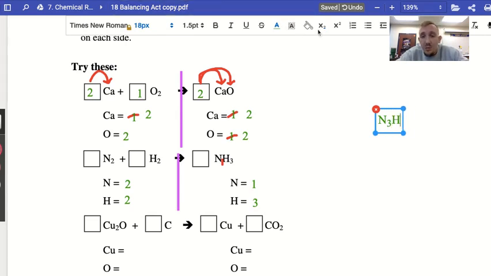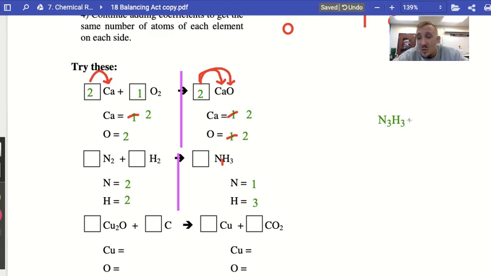Okay, this would mean I have 3 nitrogens and 3 hydrogens. But that's not what I have, so we're going to ignore this. Okay? So understand why I have 1 nitrogen versus 3 hydrogens.